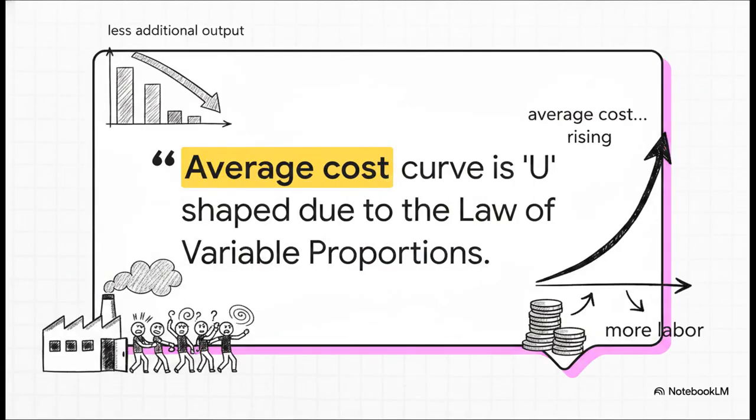Well, the answer lies in a fundamental rule, the law of variable proportions. Think about it practically for a second. As you keep cramming variable inputs, like more and more workers, into a fixed space, like a small factory floor, they eventually just start getting in each other's way. Efficiency plummets, you are paying for more labor, but you're getting less additional output, and that forces your average cost per unit to start rising again.